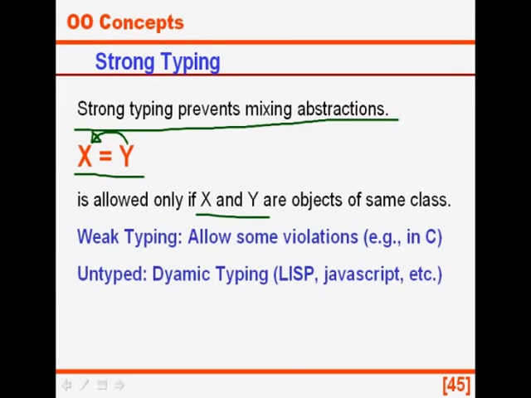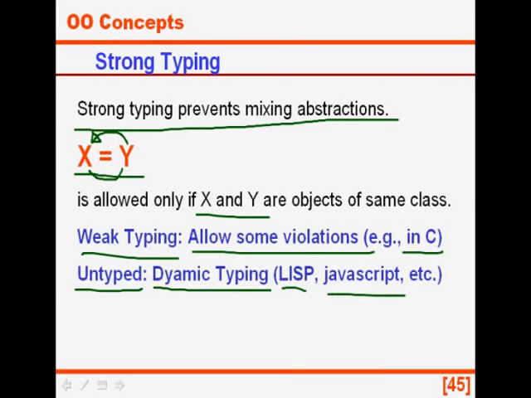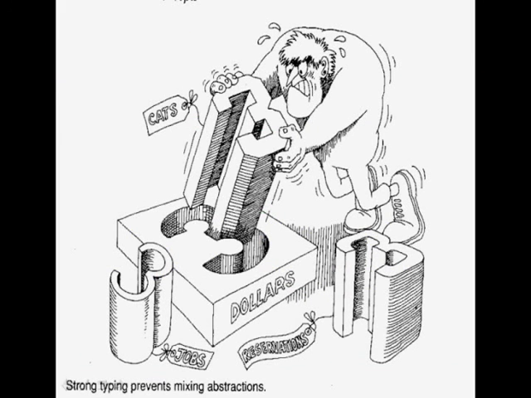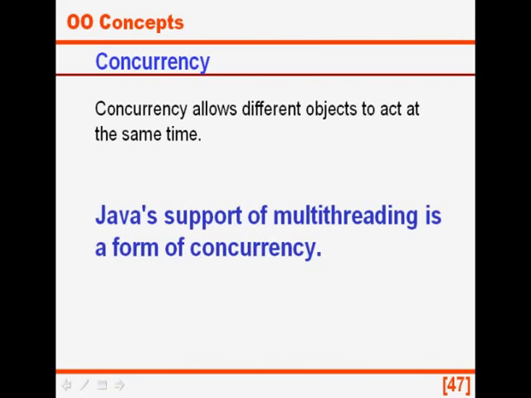Now, what would be weak typing? Weak typing would be to allow some violations, as in C, we can assign a float to an int and an int to a float. And the other extreme is an untyped language, or what is known as dynamic typing, for example Lisp, JavaScript, etc., where variables have no type, they can take on any value assigned to them. What does this mean in simple words? Object-oriented programming languages avoid putting a square peg into a round hole or a round peg into a square hole. This is strong typing.